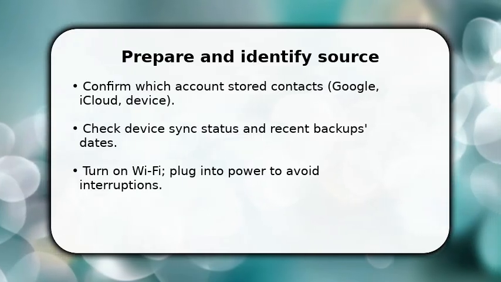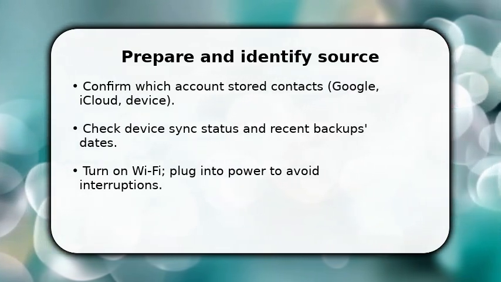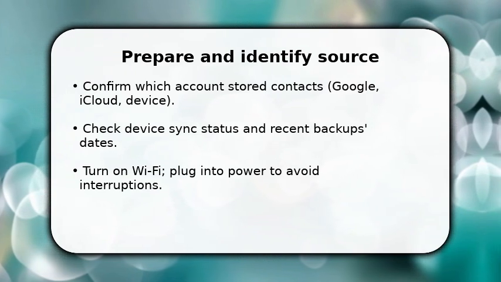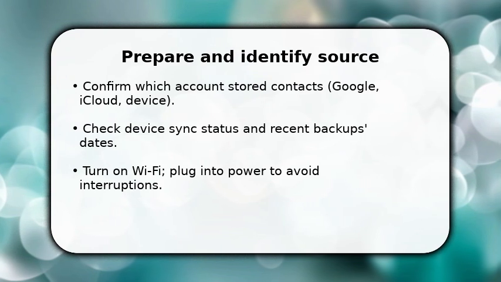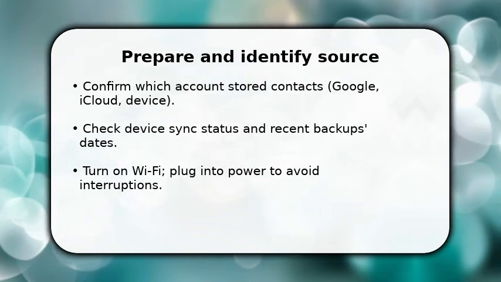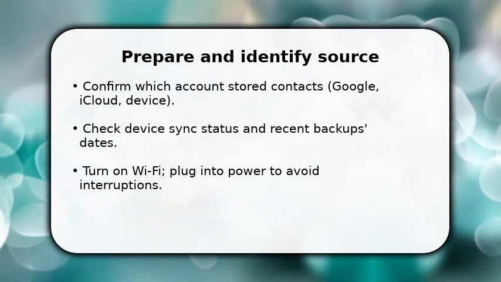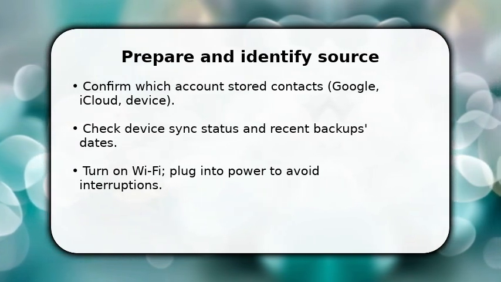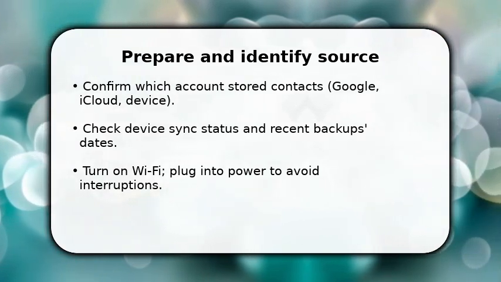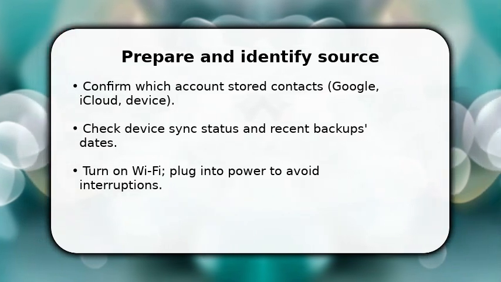You begin by identifying where your contacts lived and why they vanished. If you used Google, iCloud, or a phone backup, note the exact account and the timestamp of the last successful sync. This matters. Once done, enable Wi-Fi and plug the device in so the restore won't fail. Make sure you're signed into the correct account on the device. If not, sign in now. These early checks set up a reliable restore path and prevent overwriting recoverable data.